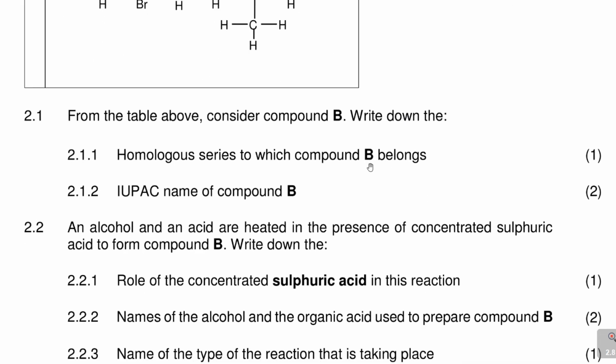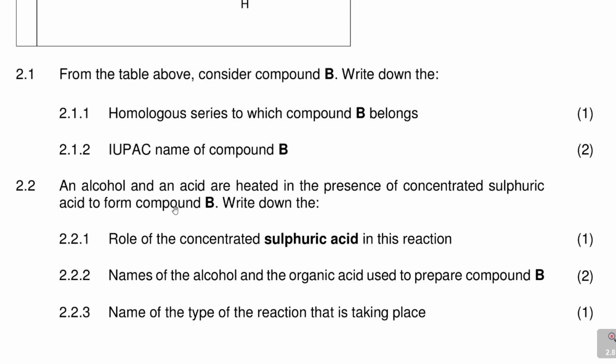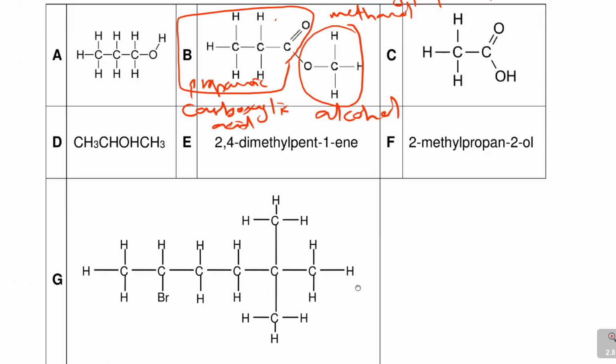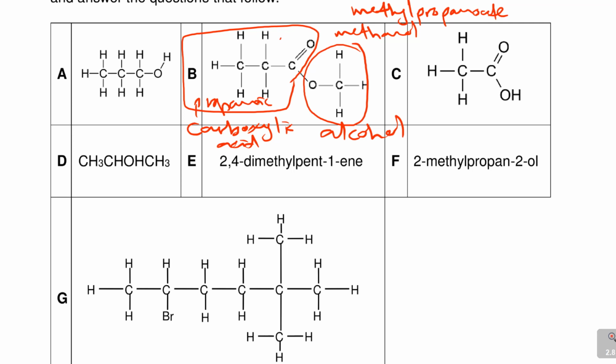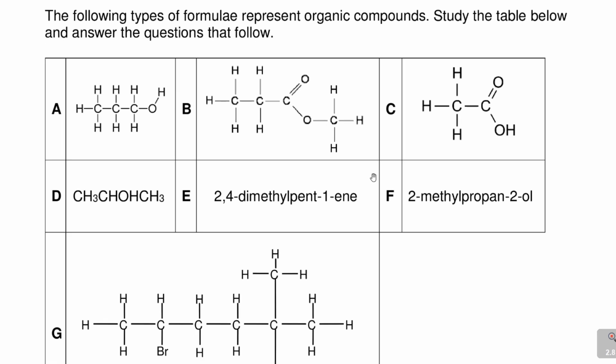Consider this. 2.2. An alcohol and an acid are heated in the presence of concentrated sulfuric acid. So there it is. You take the alcohol and an acid. When you mix an alcohol and an acid, you know what this reaction is called? This is esterification. You are heating them in the presence of what? Concentrated sulfuric acid, and that is a catalyst there. All right. And then in compound B, you are still looking at the same compound.